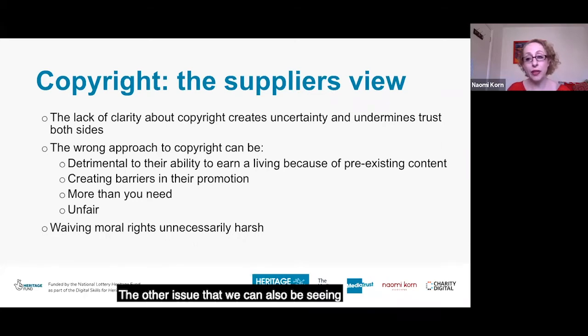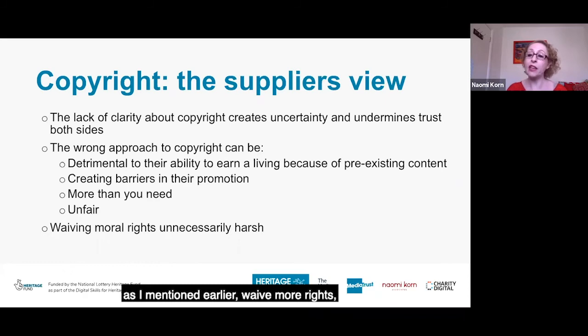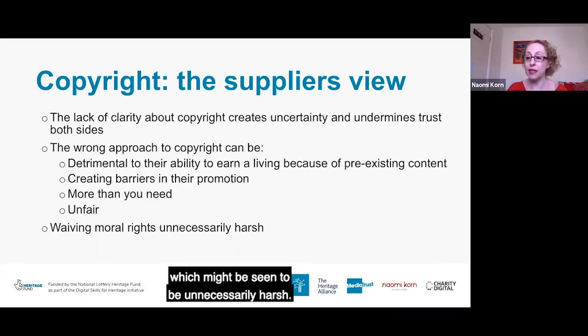The other issue that we can also be seeing if copyright isn't dealt with properly from a supplier's perspective is the request to, as I mentioned earlier, waive moral rights, which might be seen to be unnecessarily harsh. So how can we create a framework that is fair for everybody? How can we create a framework that protects our copyright whilst also taking into concern the rights of suppliers and the fact that we do have this ongoing relationship with them? How can we take into account doing what we need in order to support our forward-thinking sustainability and services ahead?